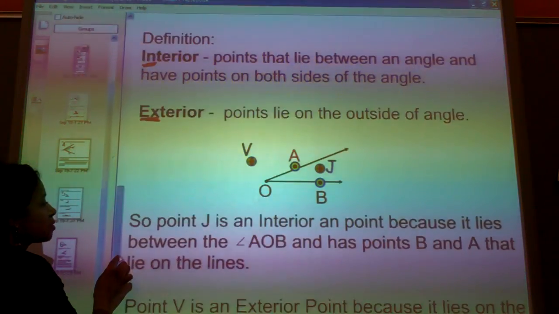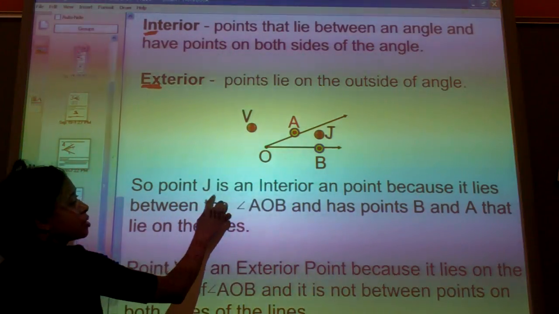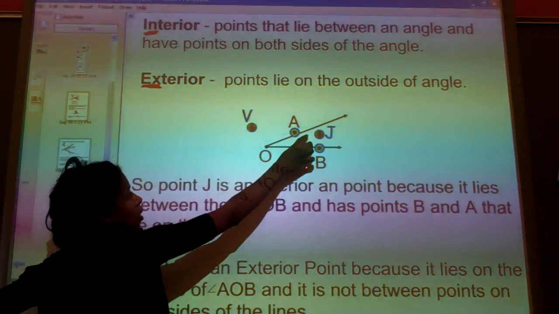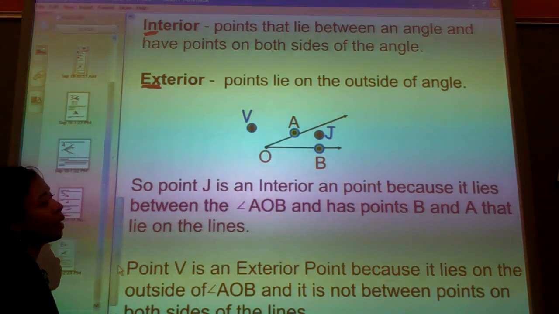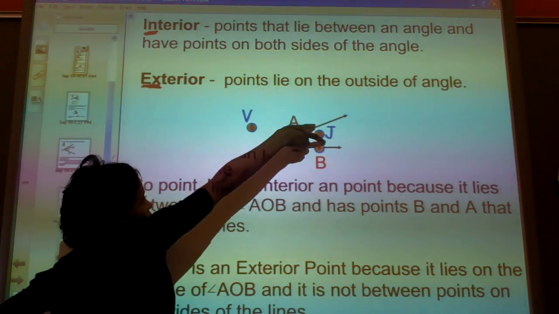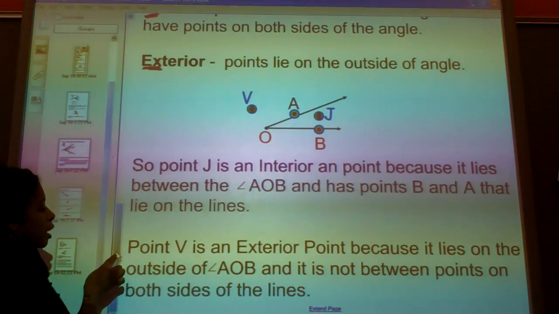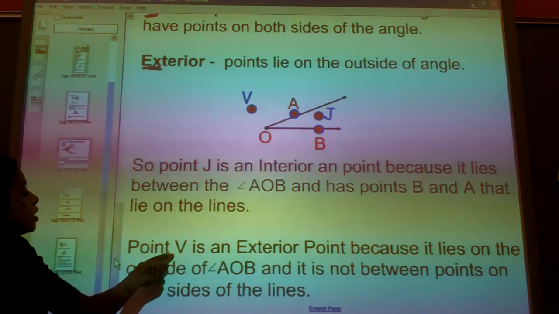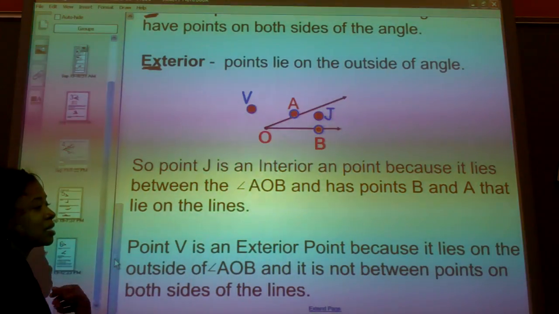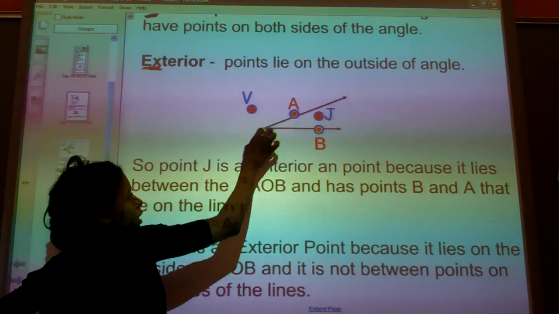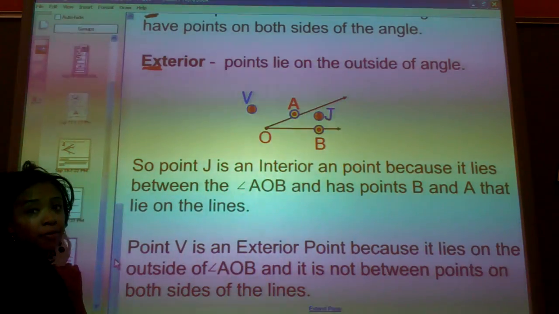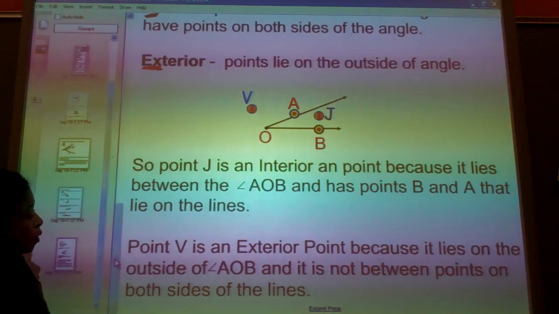As we have here listed, point J is the interior point because it lies in between, or in the middle of, angle AOB, and points B and A lie on that same line here. J is in between the two rays there. Next, point V, as I've already stated, is your exterior. It's on the outside of angle AOB, and it is not in between the two rays there, ray AO and ray OB. Therefore, point V is the exterior point.